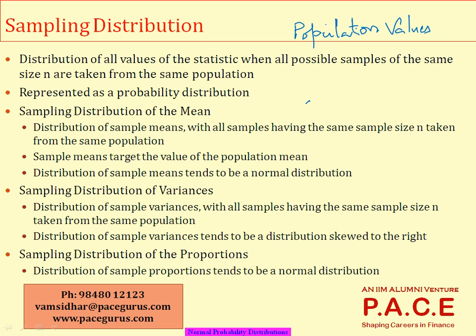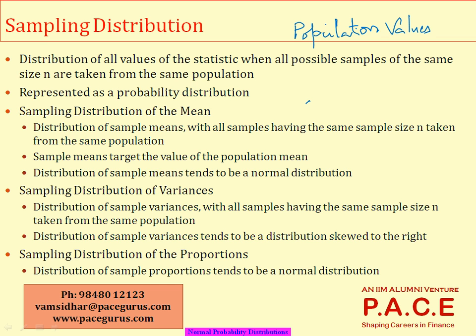So whenever I collect one sample and try to find out the average of that particular sample, or the variance or standard deviation of that sample, or even the proportion in a particular sample, whatever calculation I am doing on a sample, it depends on the sample that is chosen.